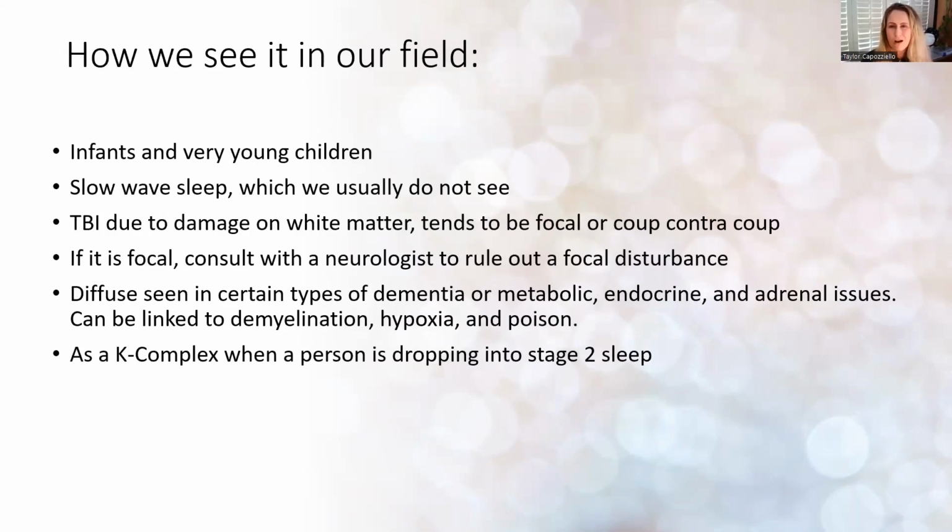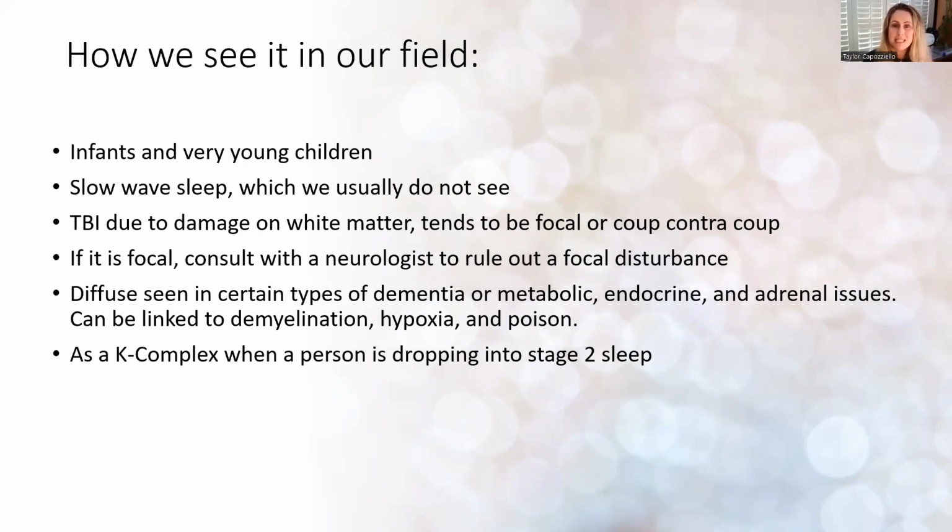So how do we see this in our field? In our field, we're going to see it normally in infants and very young children, which we might not be working with, but if we were, we're going to see a lot more delta activity. We're going to see it in slow wave sleep, which once again, we usually don't see, but every now and then your client might actually completely fall asleep, or if you're working in a sleep lab.